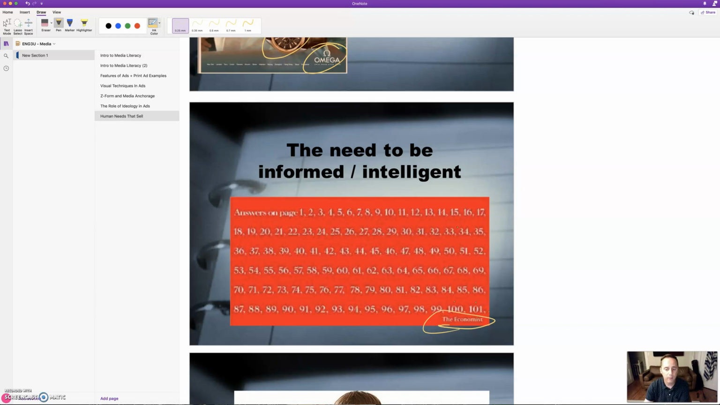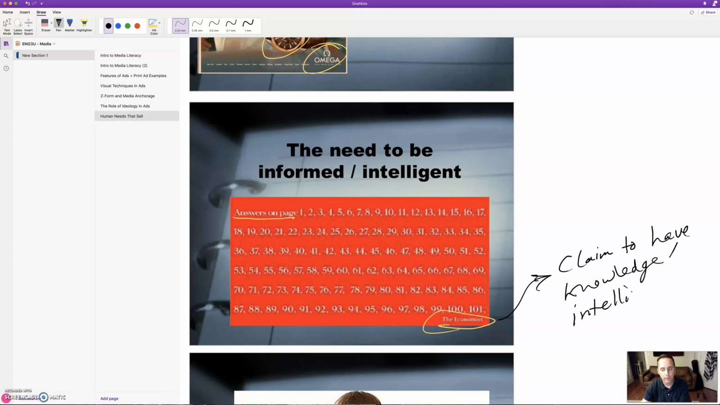The Economist magazine is advertising, and they say answers on page, and they literally list every single page in the magazine, right? Okay, so it's claimed to have knowledge and intelligence to know the answers. And so if you read The Economist, you're going to get that knowledge and intelligence too.